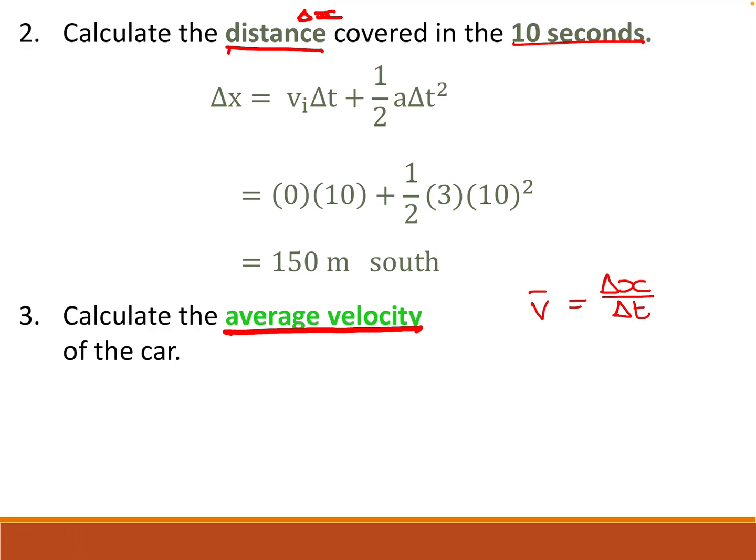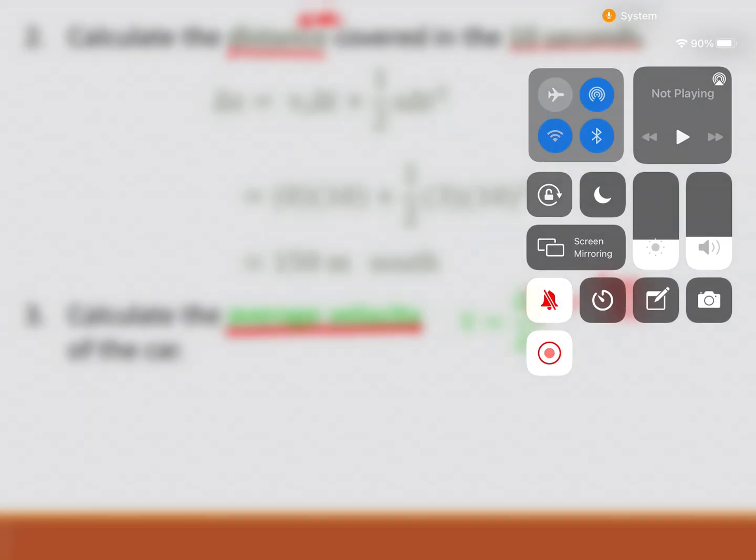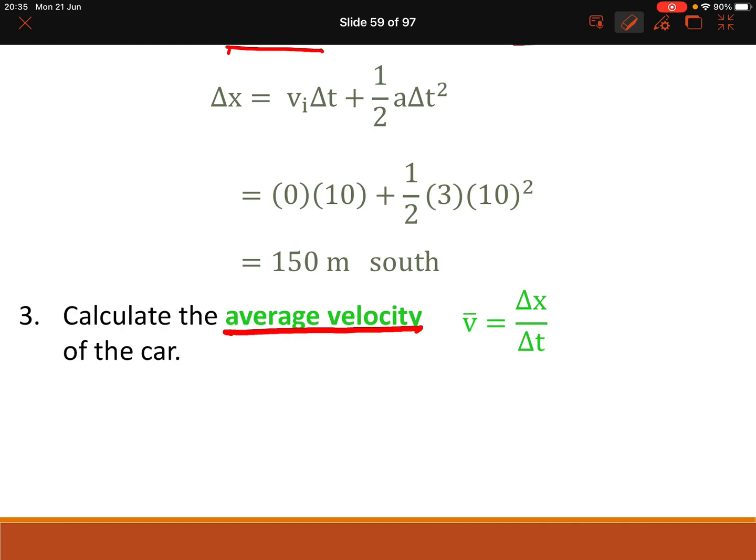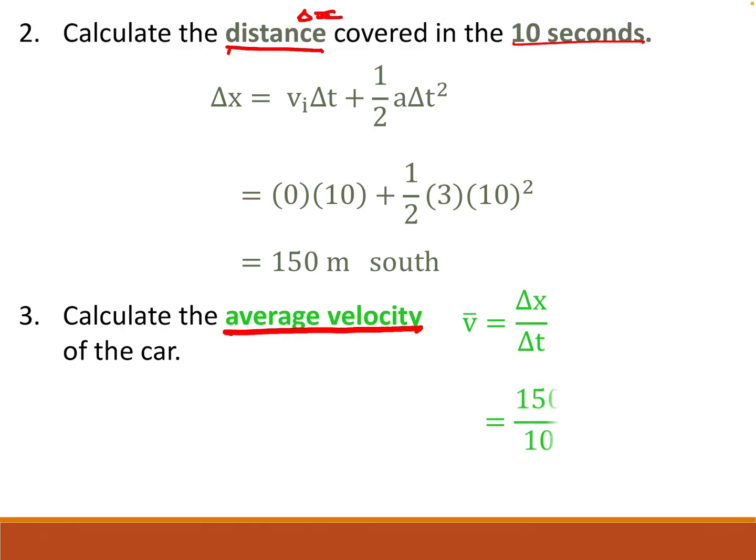My object was accelerating, so the velocity changed. Oops, I went and wrote the wrong one too. Let's take that up. There we go. Okay. 150 divided by 10, so it's 15 meters per second south. My final velocity was 30. My initial velocity was 0. My average is going to be somewhere in the middle. This one happens to be 15. It doesn't always work like that, okay? But that's my average. Total displacement over total time, okay?